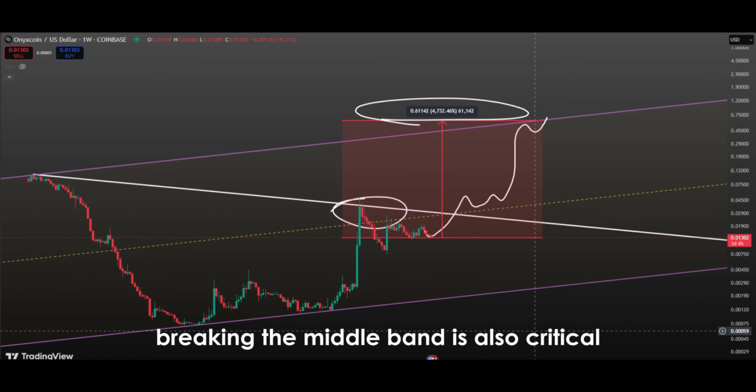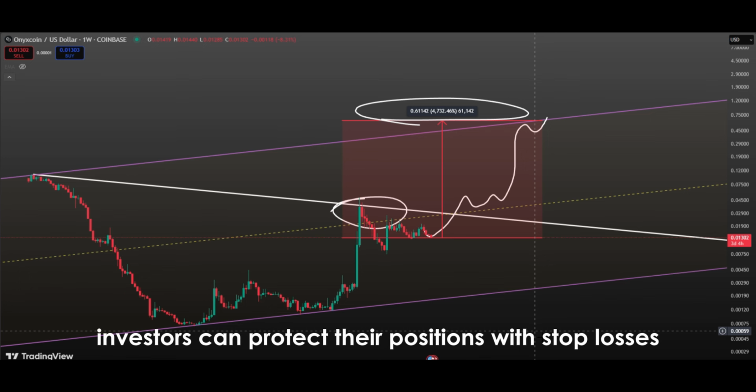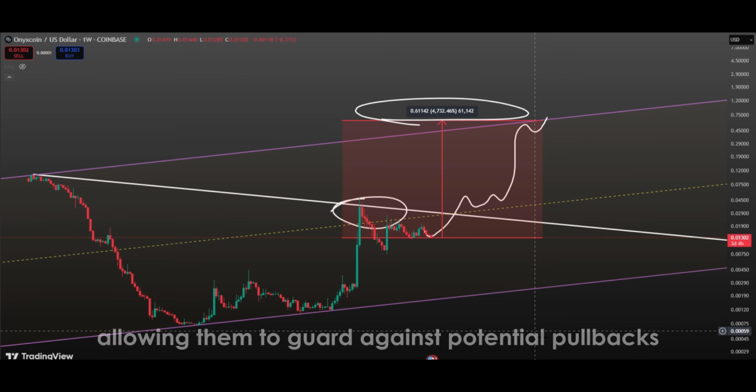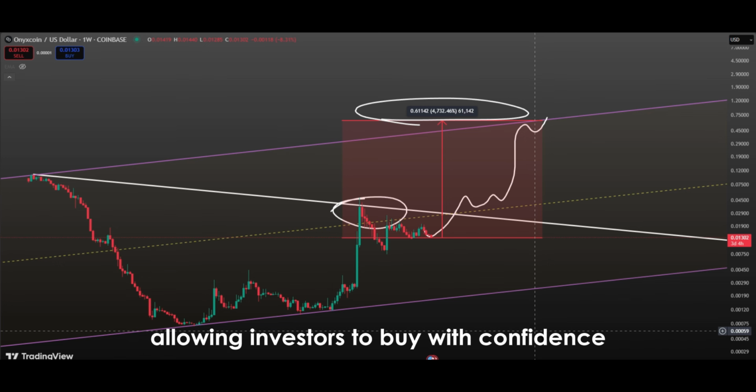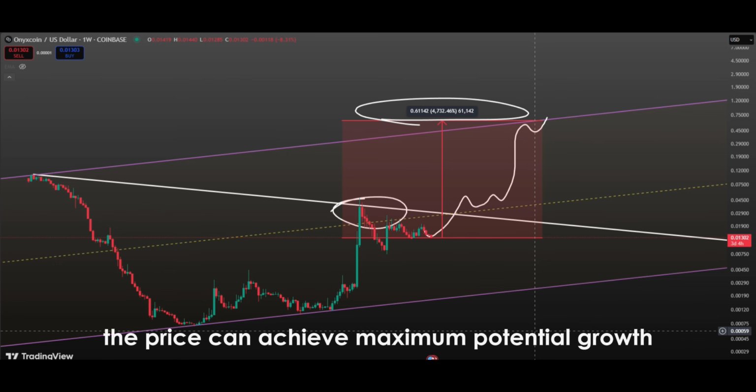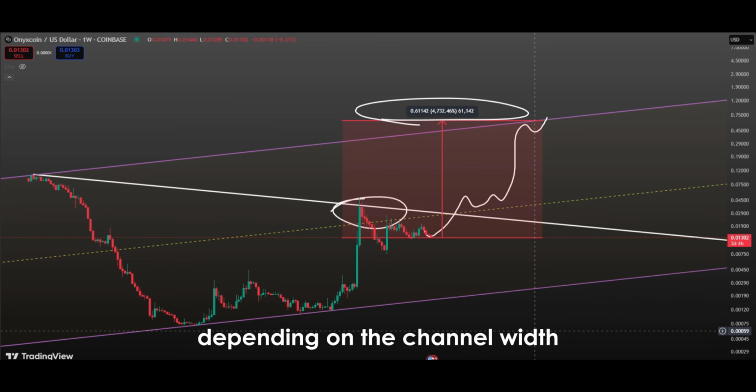Breaking the middle band is also critical from a risk management perspective. Investors can protect their positions with stop losses just below the middle band, allowing them to guard against potential pullbacks. Once the breakout occurs, the market is enabled to move in the trend direction, allowing investors to buy with confidence. After reaching the upper band, the price can achieve maximum potential growth depending on the channel width.